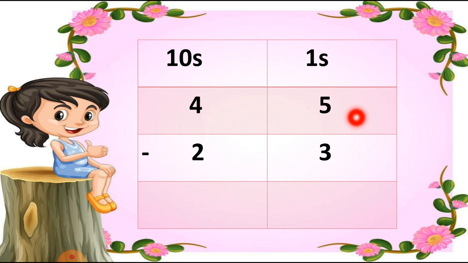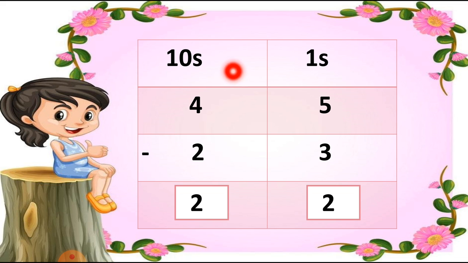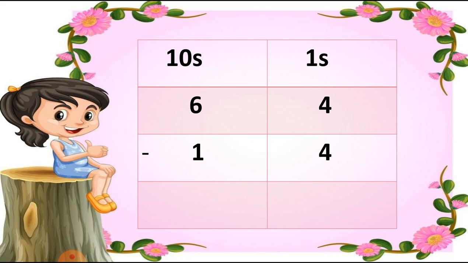So take 5 fingers of your left hand and just hide 3 fingers. How many fingers are left? Yes, 2 fingers are left. So write down number 2 there. Now 4 minus 2 at the tens column, you can see here. So 4 minus 2, you have to cut 2 from this 4. So you get the answer 2. So here is our answer, 22.